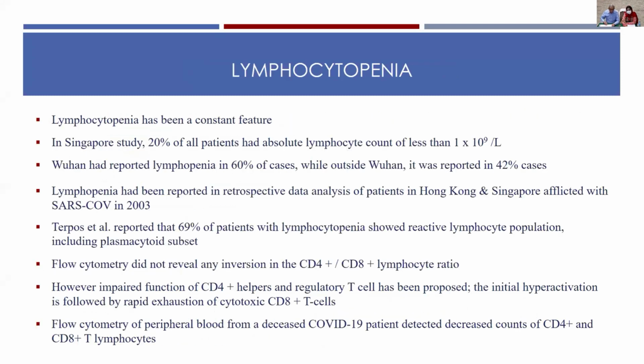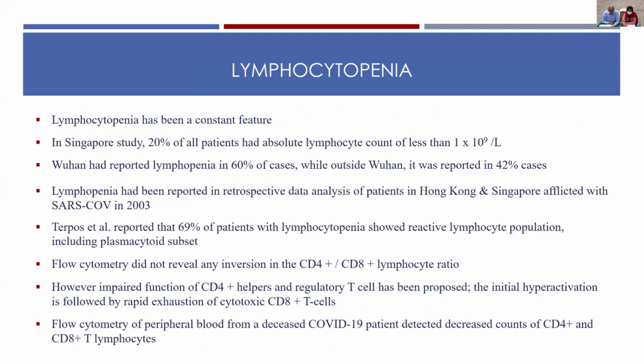One investigation which has been reported in most of the studies is the lymphocyte count. Lymphocytopenia has been a constant feature in all of these studies. The study from Singapore I was talking about showed that 20% of all patients had an absolute lymphocyte count of less than 1. Reports from hospitals within Wuhan had lymphopenia in 60% of the cases, while outside Wuhan it was in 42% of the cases.